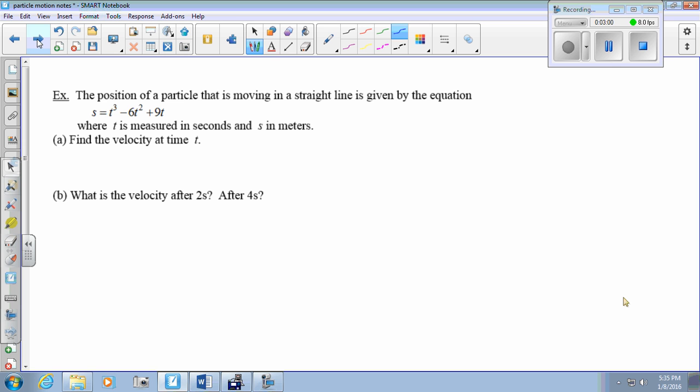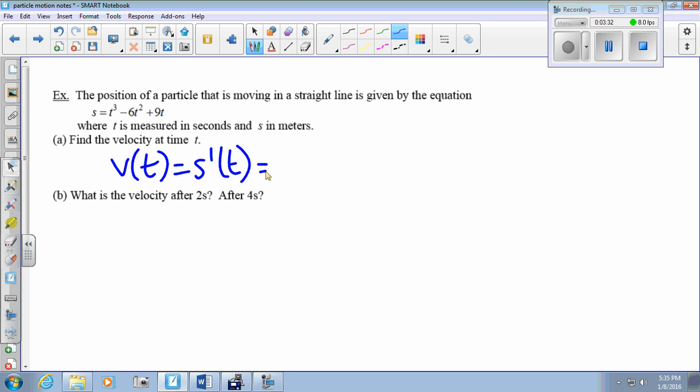Okay, so let's look at the example that's given. The position of a particle that is moving in a straight line is given by our position equation, s equals t cubed minus 6t squared plus 9t. And they've given us units. The time is measured in seconds, and the position or the distance is measured in meters. First question, find the velocity at time t. And remember that velocity is the derivative of position. So what we're going to do is take the derivative of our equation.